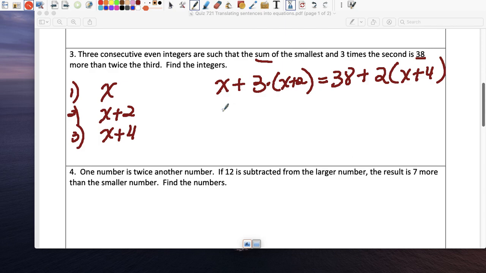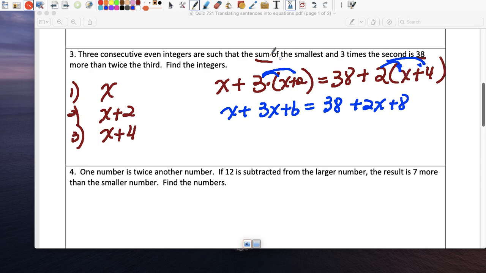Let's use the distributive property. So x stays, we multiply these two, we get 3x plus 6 equals 38 plus 2x, and then here plus 8. I like this problem because we have variables on both sides and parentheses on both sides, so we get to do everything here.